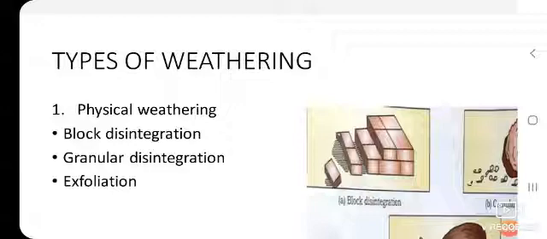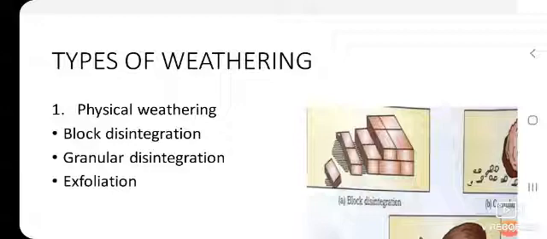It is the disintegration of rocks by mechanical process, or the disintegration of rocks without any change in their chemical constituents, known as physical or mechanical weathering. And children, this physical weathering takes place mainly by changes in the temperature. These changes take place only by changes in the temperature and the freezing action of water, etc.